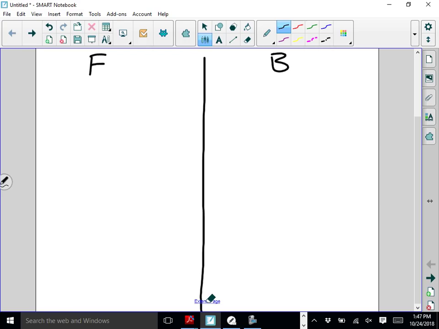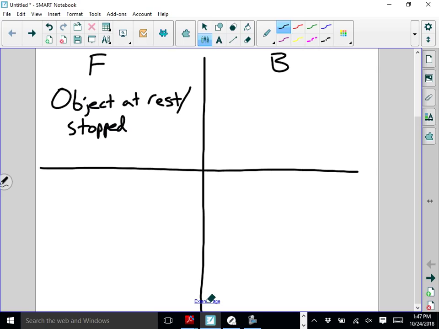Okay, so the first one on the front, we have object at rest. The other word for rest, they might say stopped. What we need to know automatically about an object at rest or an object stopped, that means it's not moving. That means its velocity is equal to 0. So anytime they're asking about an object at rest or an object stopped, we immediately need to know this is when v of t equals 0.